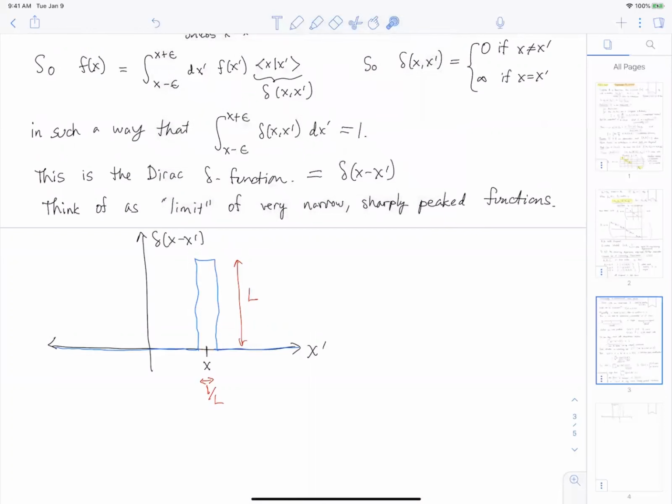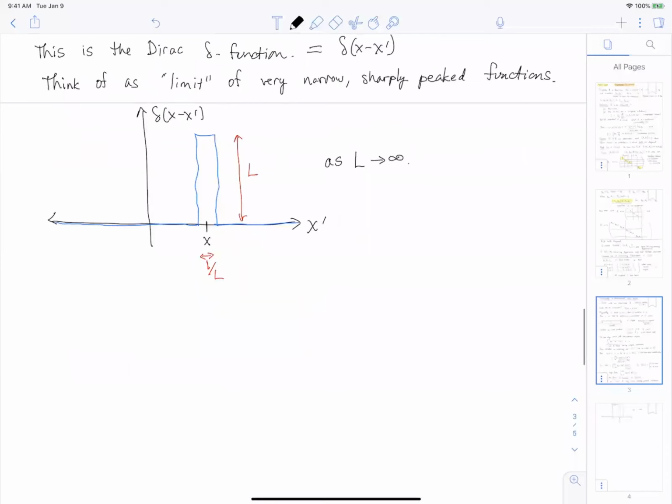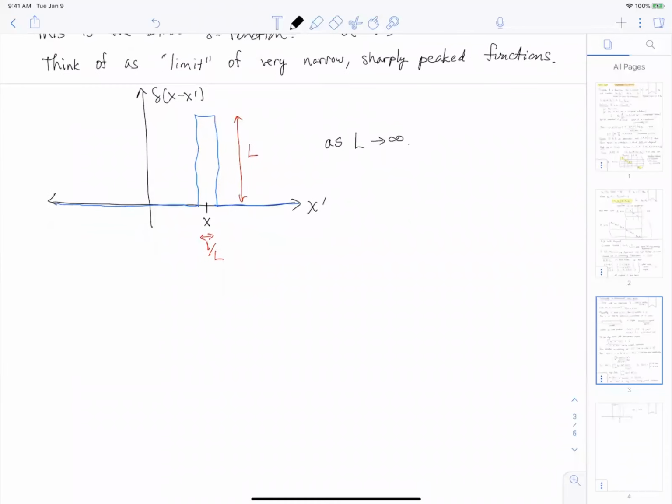And so that's how it arises that the integral of it is 1. But now we're going to take L goes to infinity, and so the value of the function at that point is infinite. So it's the limit of this thing as L goes to infinity. That's one way of thinking about what the Dirac delta function is. Again, this limit doesn't actually exist as a mathematically rigorous limit, but you can think of it that way.